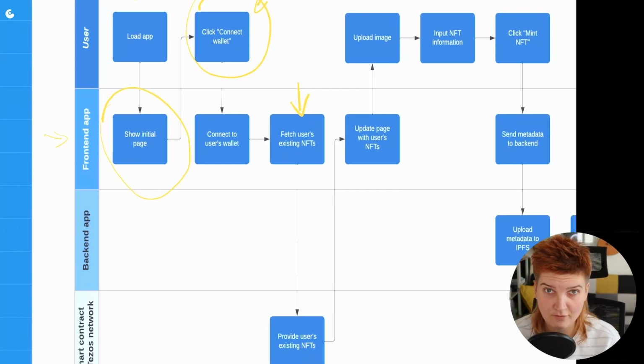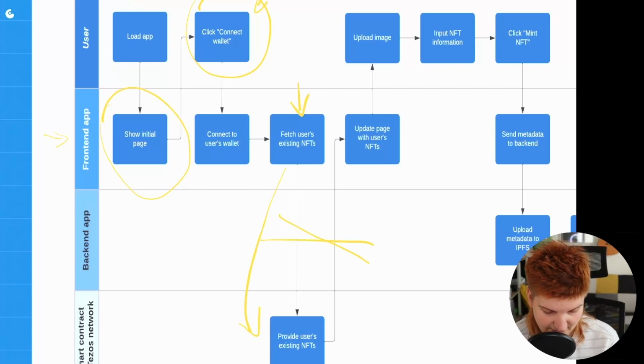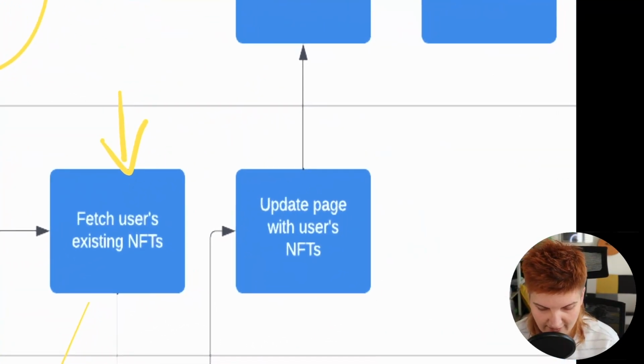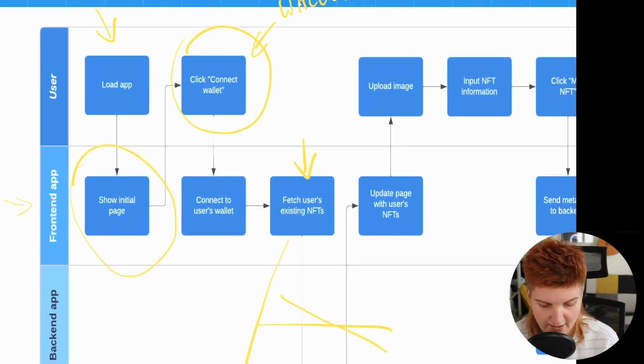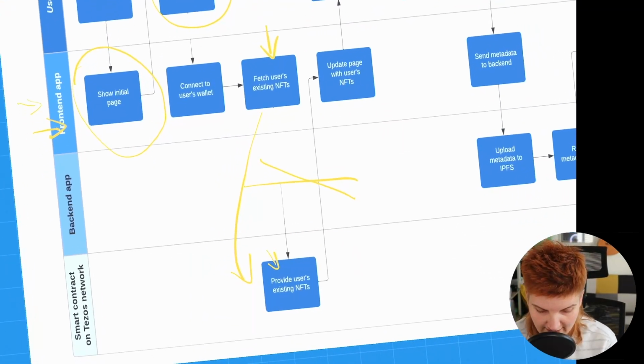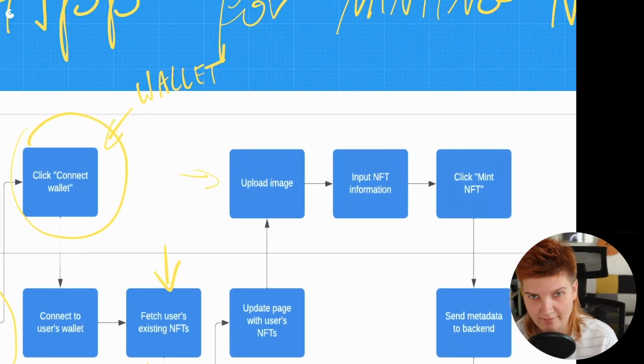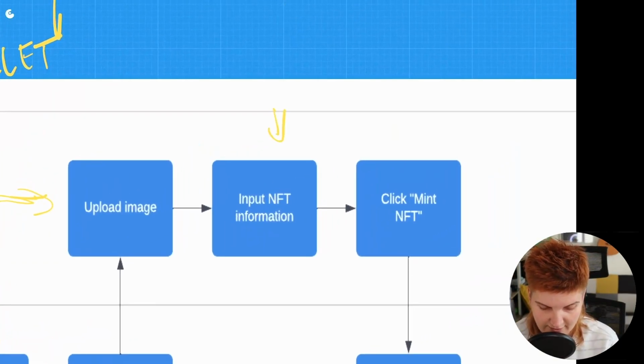How it's going to work out for the backend. As you can see, there is no backend here. We're going to go directly to the smart contract on the Tezos network. So we're going to fetch the data about existing NFTs and update the page with the user's NFTs. And it's still going to be done with the front end. So next, we're going to upload the image. We'll give the ability to the user to upload their own image. Then input the information about the NFT itself, like NFT details.